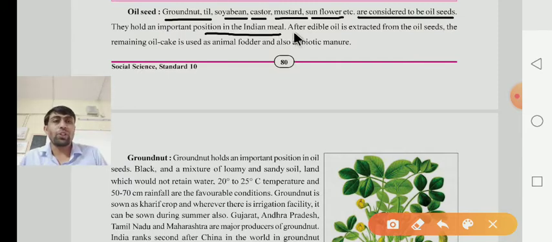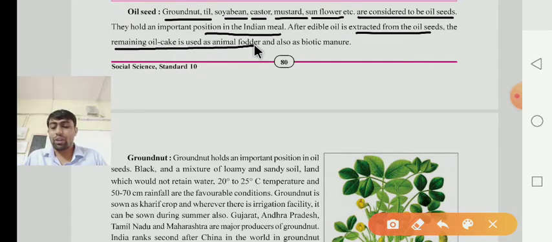Meal, it means bhojan. After the edible oil is extracted from the oil seeds, the remaining oil cake is used as animal fodder, and also as biotic manure. Biotic manure, it means sendriya khatar.